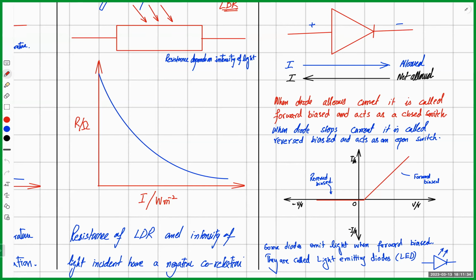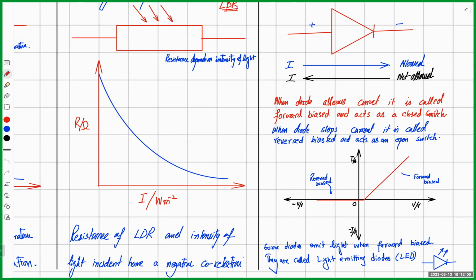Okay. If the direction of current is allowed by the diode, that situation is called forward bias. And if current is opposite to the direction that the diode allows, that is a reverse bias diode. And in that case, the diode acts like an open switch, like a very high resistance, infinite resistance, for example.